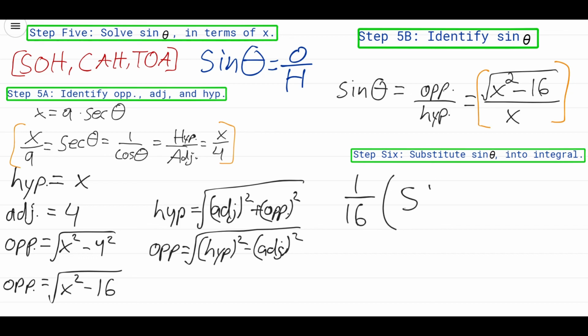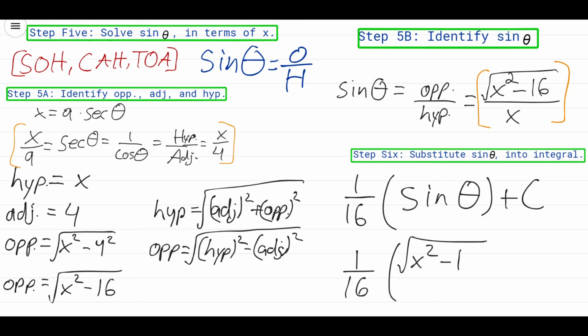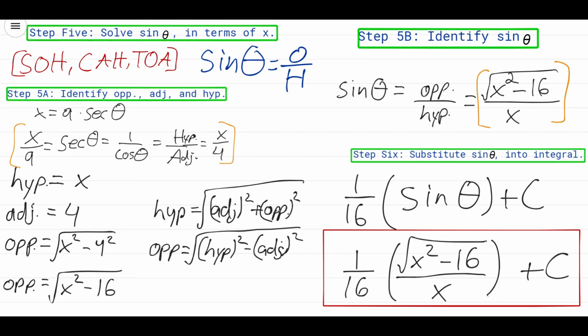So we are left with 1 over 16 sine theta plus c. Now we're going to substitute where sine theta is, giving 1 over 16, the square root of x squared minus 16 divided by x, plus c. And that's the answer to this problem.